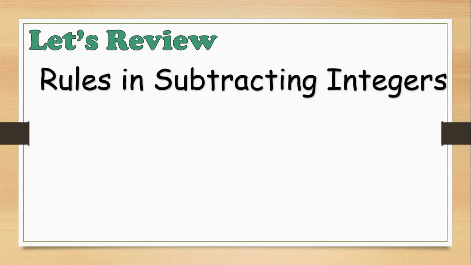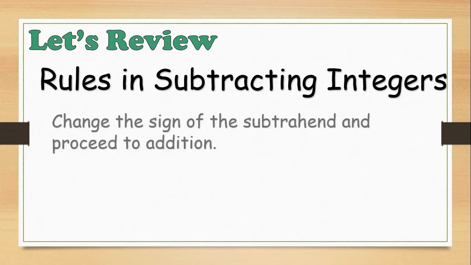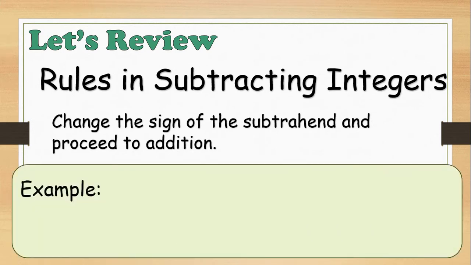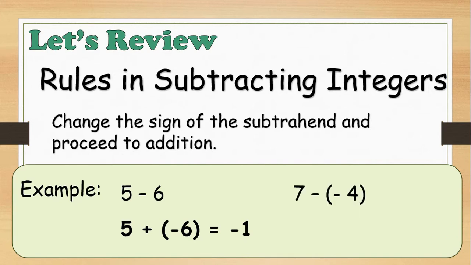How about the rules in subtracting integers? So change the sign of the subtrahend and proceed to addition. Example, we have 5 minus 6. So yung 6, yung subtrahend, babaguhin natin yung sign, magiging 5 plus negative 6. So proceed tayo sa rules in adding integers. So magiging 5 plus negative 6 equals negative 1. Then we have 7 minus negative 4 magiging 7 plus positive 4 equals 11.